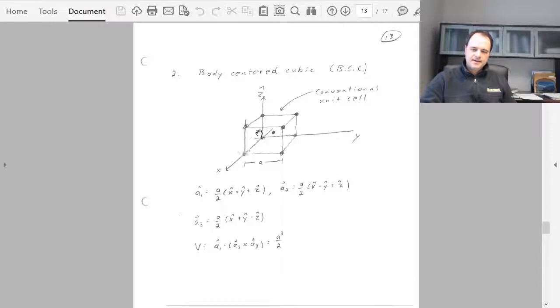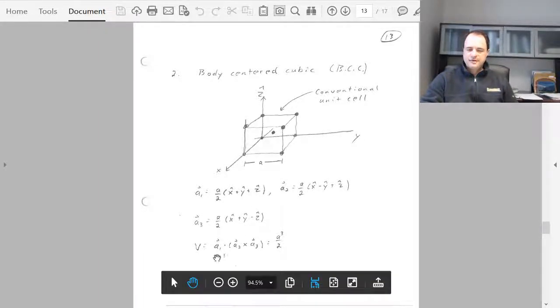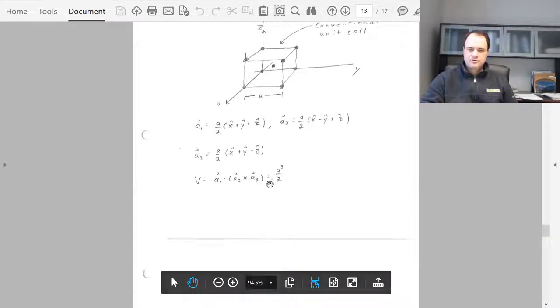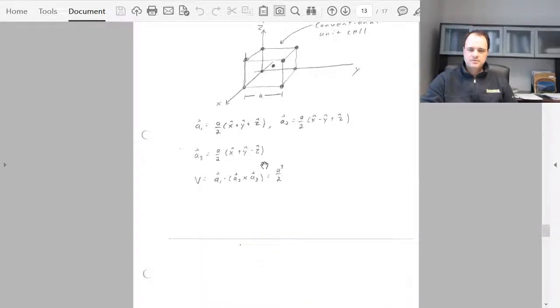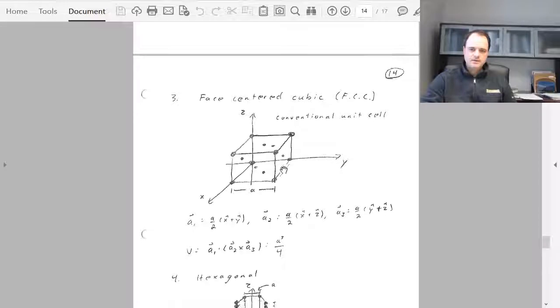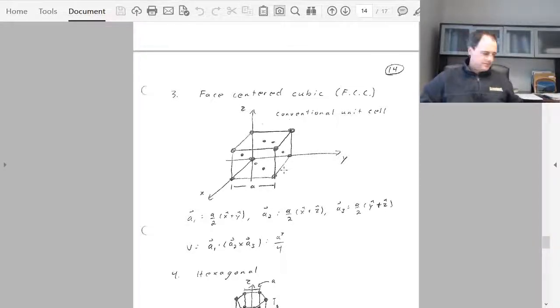It's not a x hat, a y hat, a z hat, or a1, a2, a3, respectively. Those are not the shortest translation vectors, so those are not the primitive translation vectors. It's going from here, the origin, into one of the body-centered ones. If you do the operation to find the volume of that true primitive unit cell, not the conventional unit cell, it's a cubed over 2. All right, so that's the BCC, very important. A lot of crystals have a BCC structure.